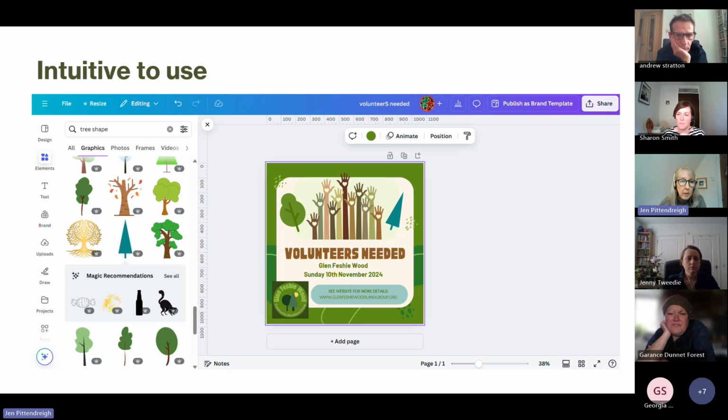This is your working toolbar up here. You can do different effects with the font if you want. So that gives you a bit of a look at that. What I did with this one, quite quickly and quite easily, was change it to my fictitious Glenfeshie wood, and just make it a post saying volunteers needed. And that was done literally in about 5-10 minutes.